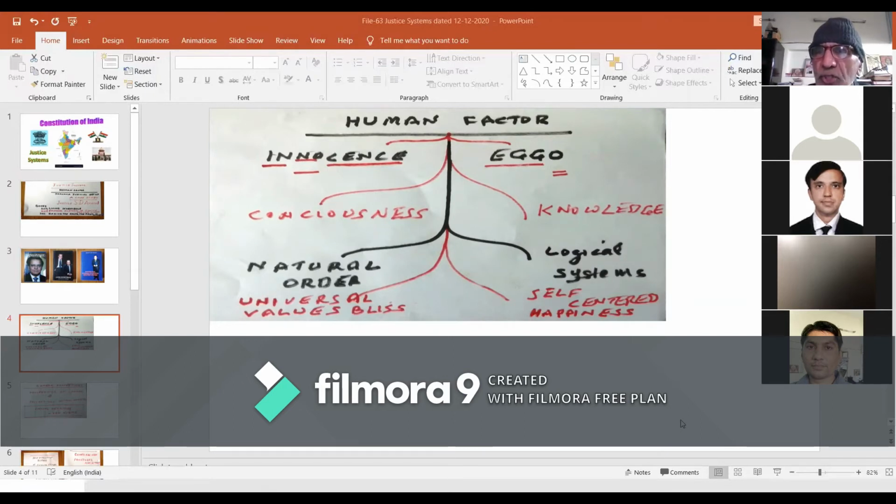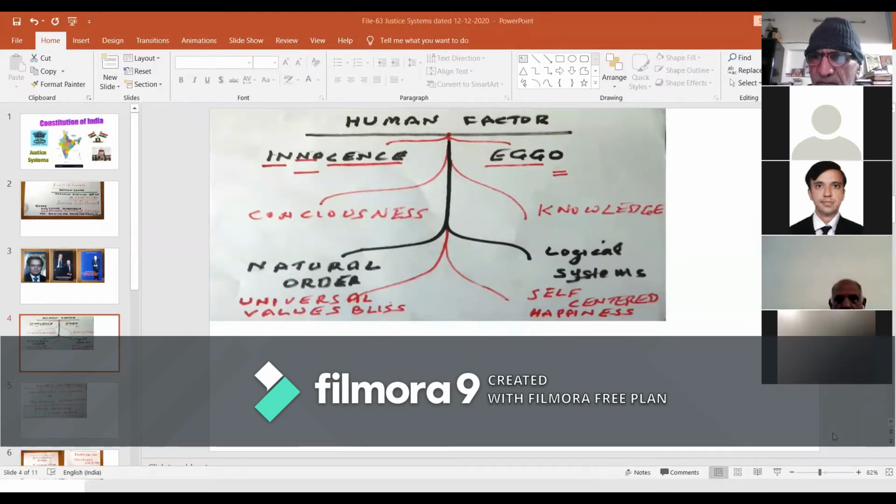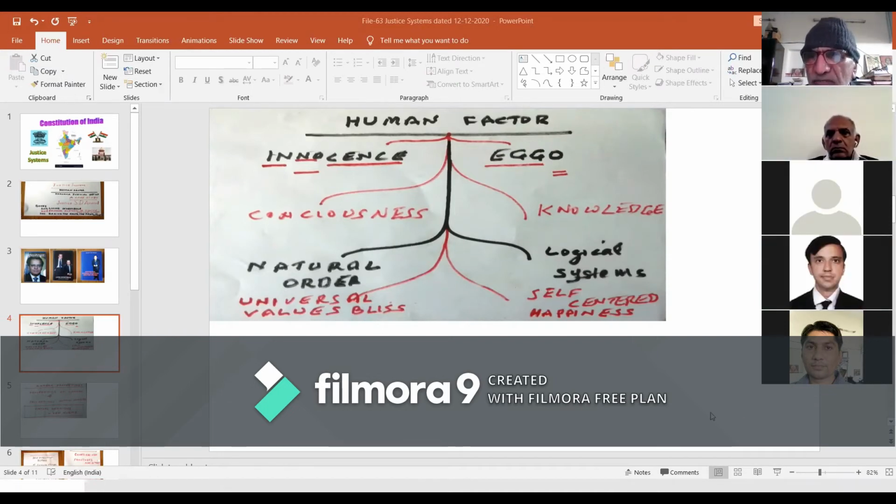So, to ensure the human factor is not a hindrance, not a deviation, not a distortion for the justice delivery system is going to become a challenge for us. It is this challenge which is to be visited. It is this challenge which is to be appreciated. It is this challenge which is to be answered.